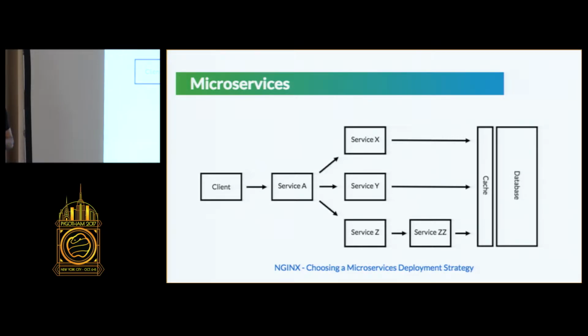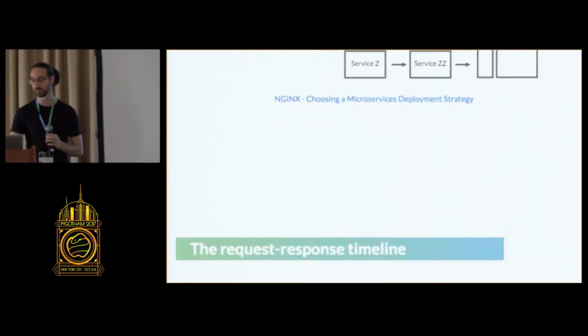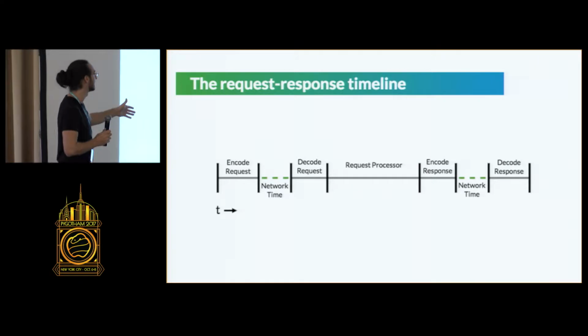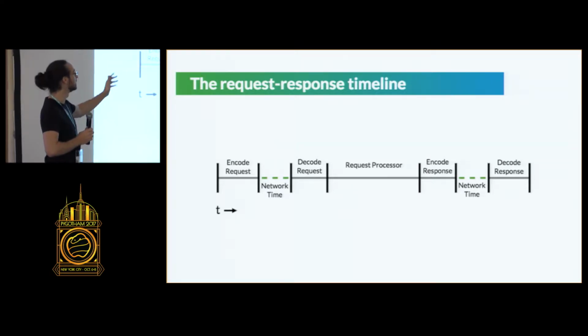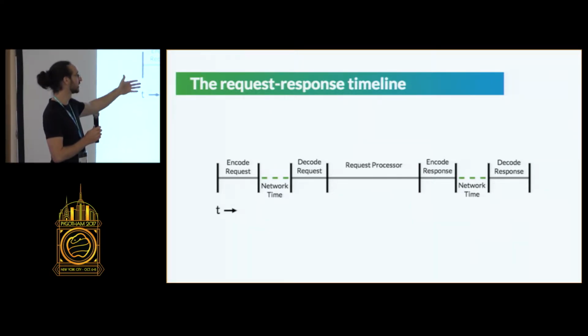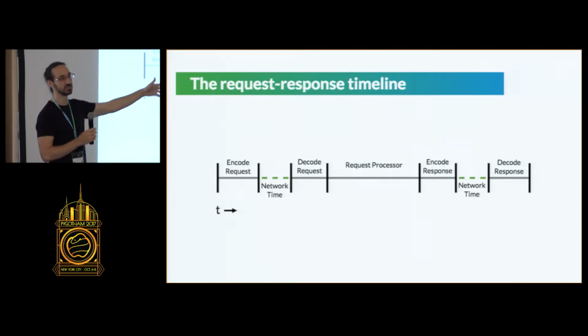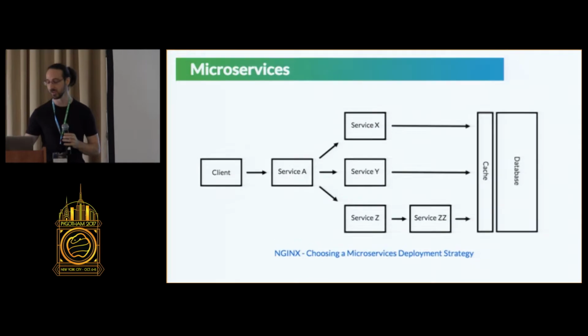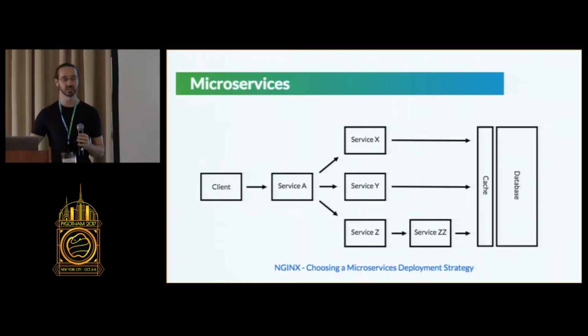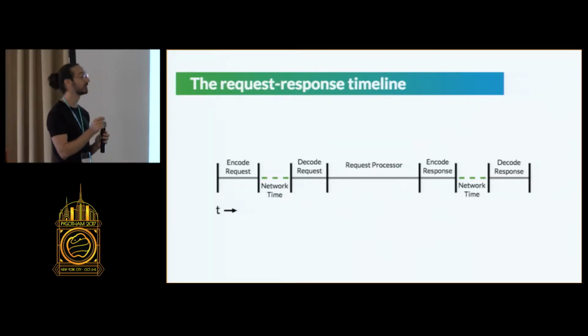That's important because every one of these arrows is actually a pretty complex interaction. You encode a request. You send the data over the network. You decode a request. You have some actual work, your request processor, and then you do the same encoding and decoding in reverse. Right? It seems simple when you look at a diagram like this, but when you actually break it down, there are dozens and dozens of little interactions that all can take up time and need to be accounted for.